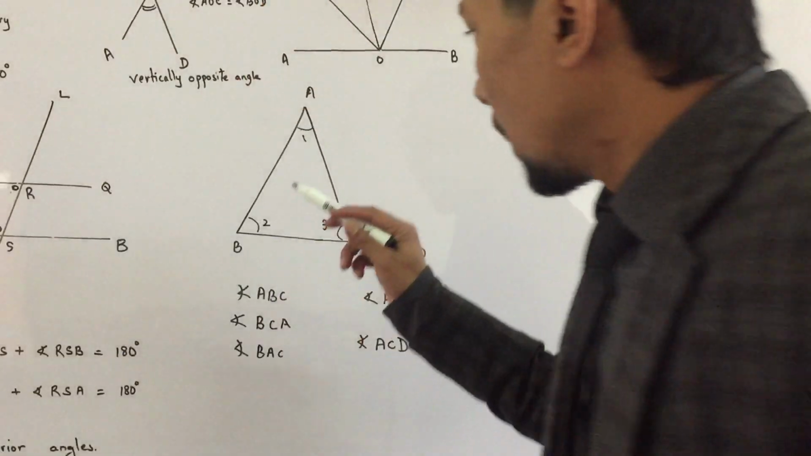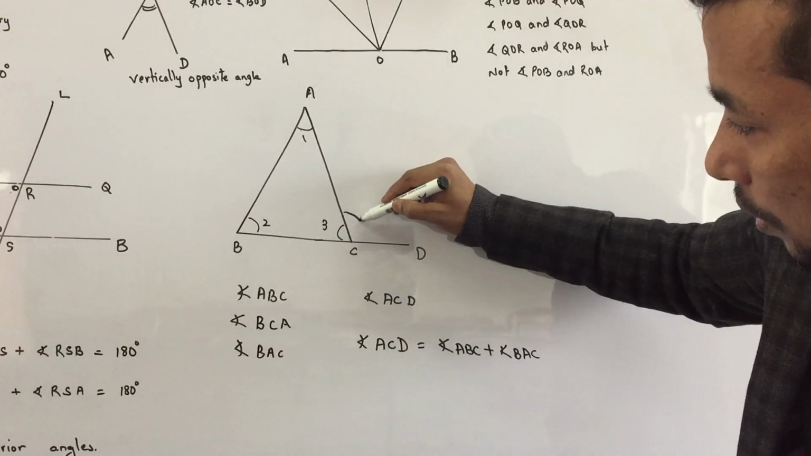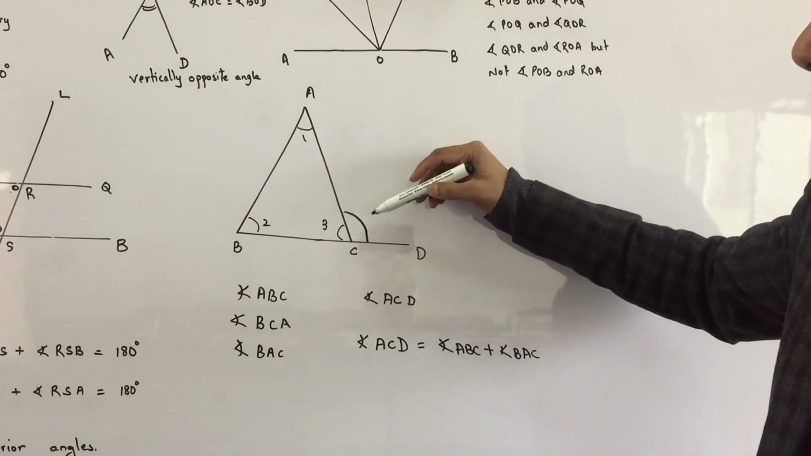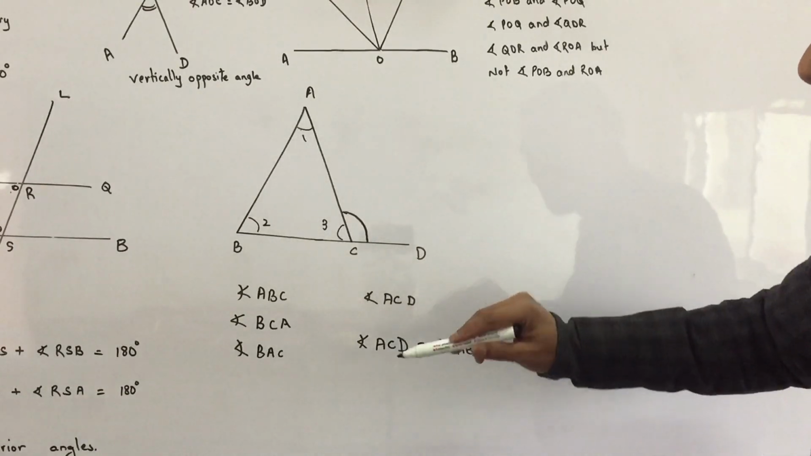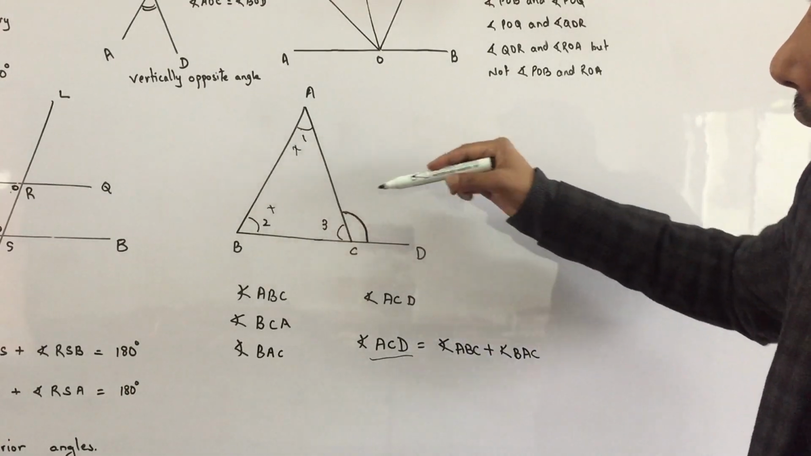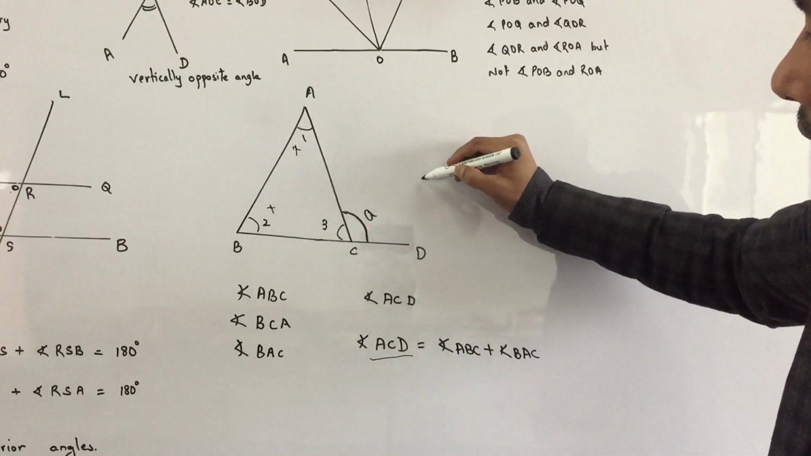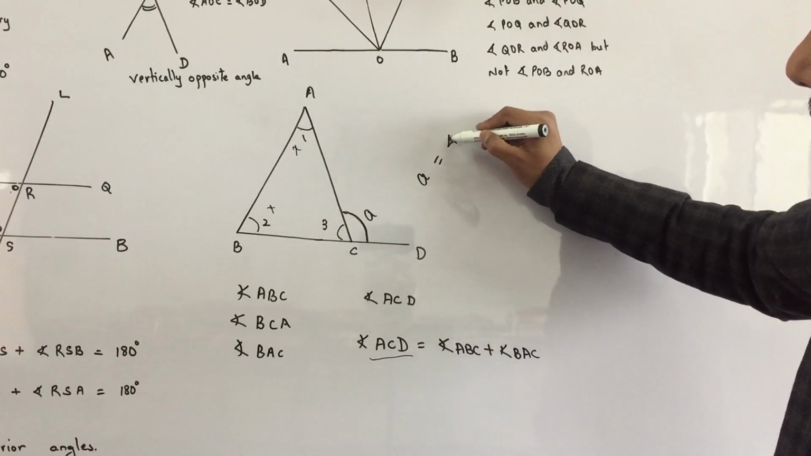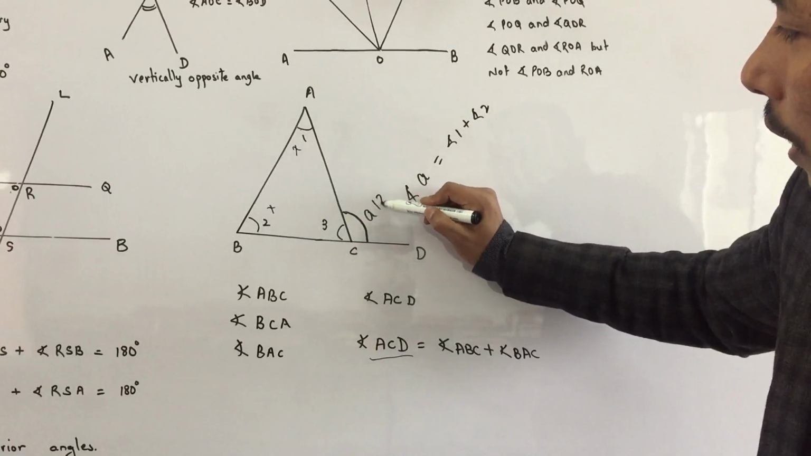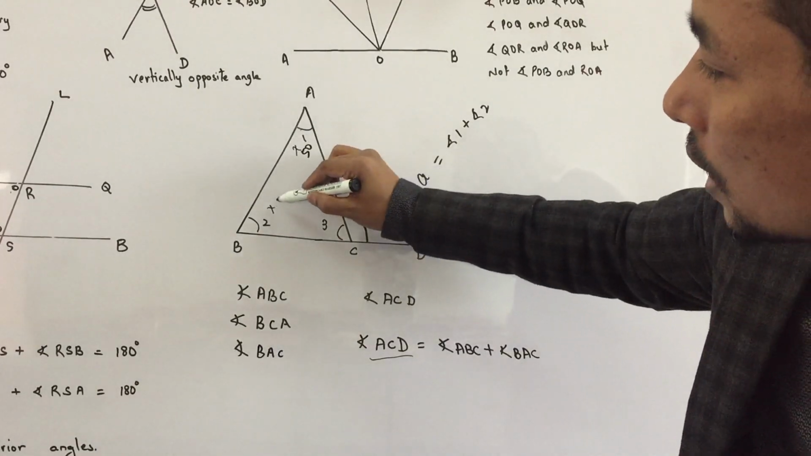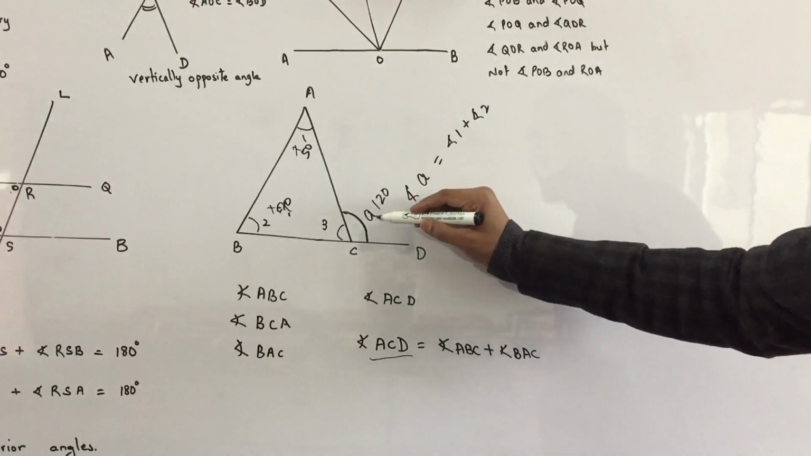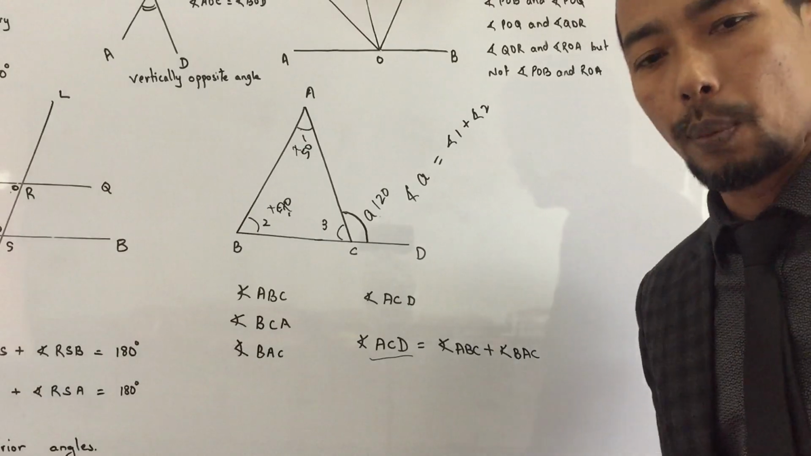Now there is this angle which is outside the triangle, and this is called the exterior angle. The relation between the exterior angle and these angles is that the exterior angle is equal to the sum of the interior opposite angles. Supposing this angle is A, then angle A is equal to angle 1 plus angle 2. Suppose this is 120 degrees, this is 50 degrees, so this should come 70 degrees. 70 plus 50 is 120. So the exterior angle is equal to the sum of the interior opposite angles.